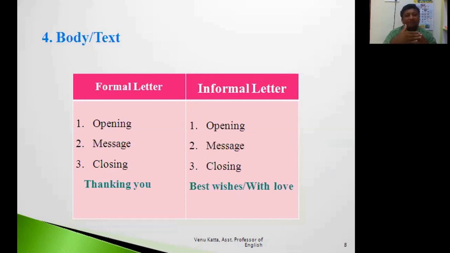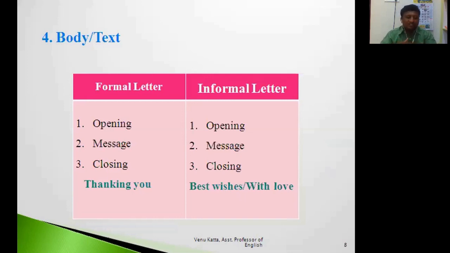And the second part, message. We have to elaborate on what we introduced in the opening lines. And closing, we have to give a conclusion to our body in these lines.